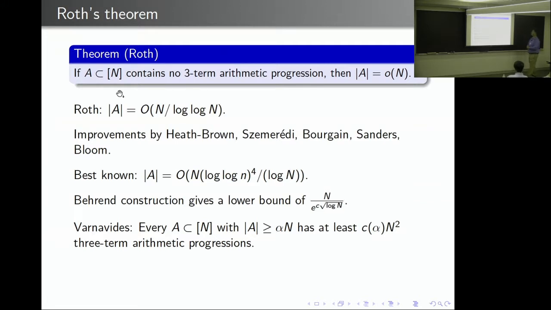Instead of just getting one three-term arithmetic progression, Varnavides a long time ago noticed that you can bootstrap this to get a lot of three-term arithmetic progressions. If you have a subset of the first n integers of density alpha, then you don't only get one arithmetic progression, but you get at least a constant times the total number of potential three-term progressions. So you get some constant c(alpha) times n squared three-term arithmetic progressions. And the exact dependence between alpha and c(alpha) is very closely tied to the bounds in Roth's theorem. You can show in both directions that it's very closely tied together.